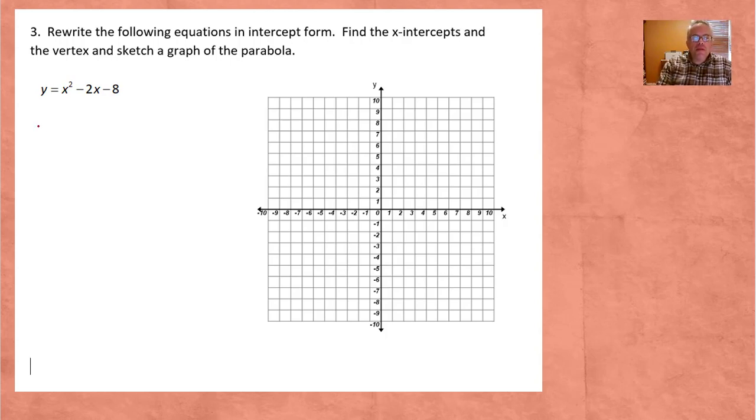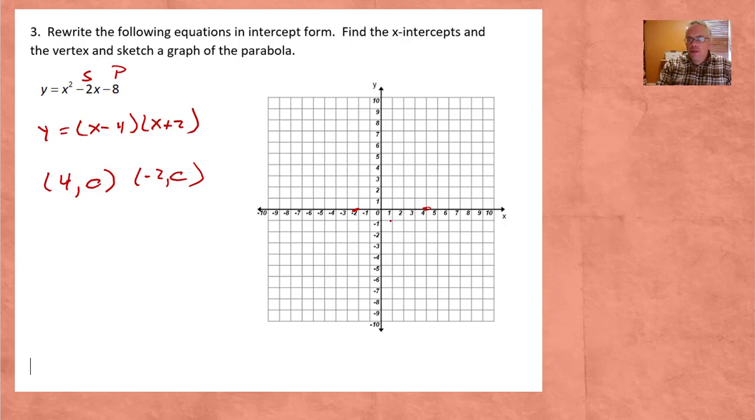This is monic, so we can just factor it with the sum and product method. We need two numbers that add to -2 and multiply to -8. That would be -4 and +2. We quickly get the intercepts from that. So there's one at -2 and there's one at 4.